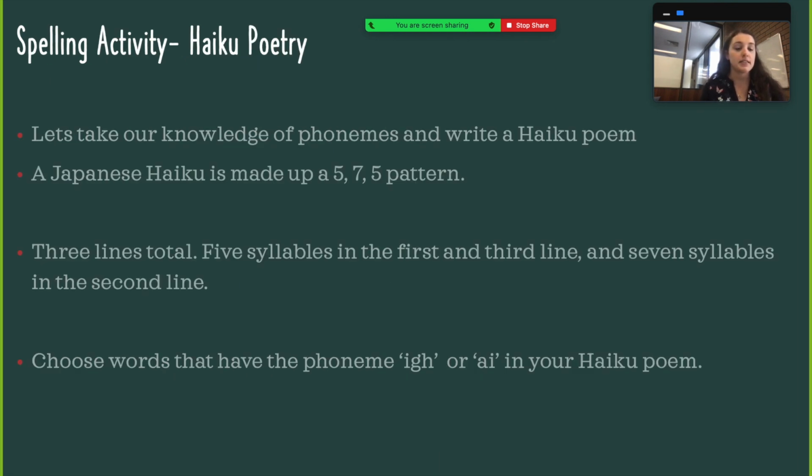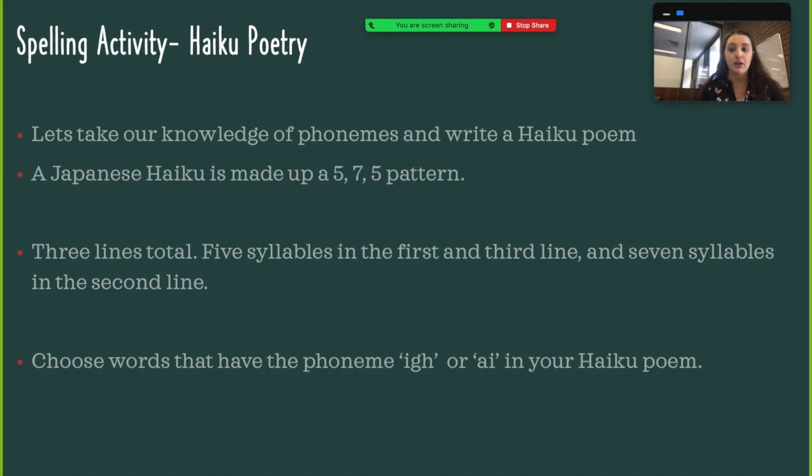Year 7s, now we're going to take part in a spelling activity, and we'll practice segmenting some phonemes, in particular ones that use AI and IGH, before writing them down accurately. So this is what I'd like you to do, Year 7s. Let's take our knowledge of phonemes and write a haiku poem, which we've been previously looking at.